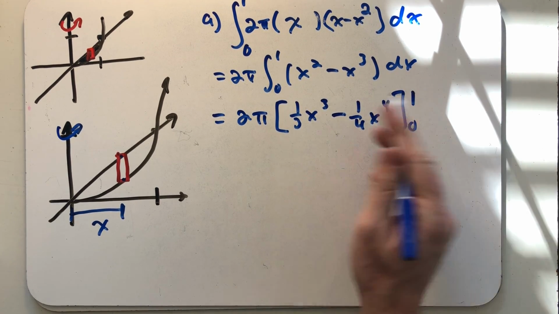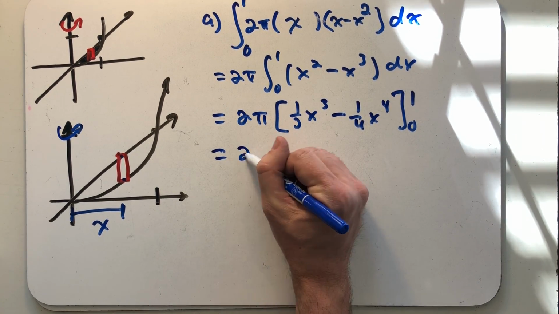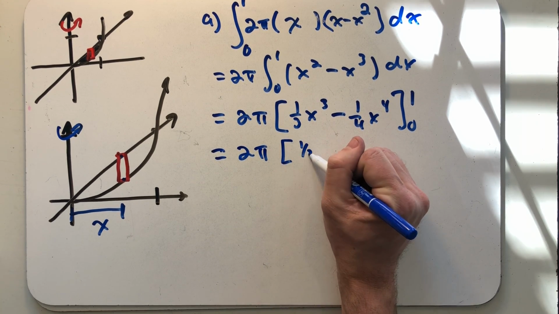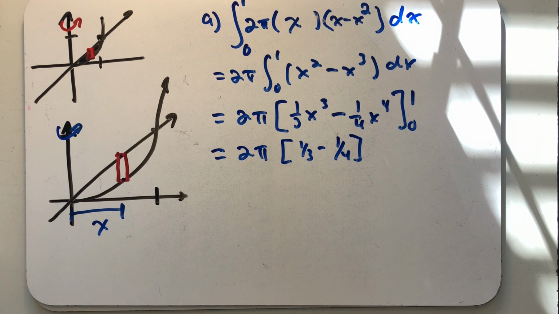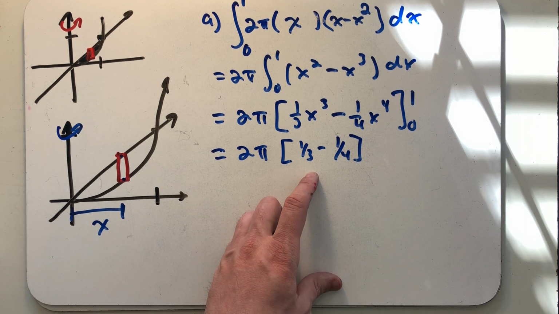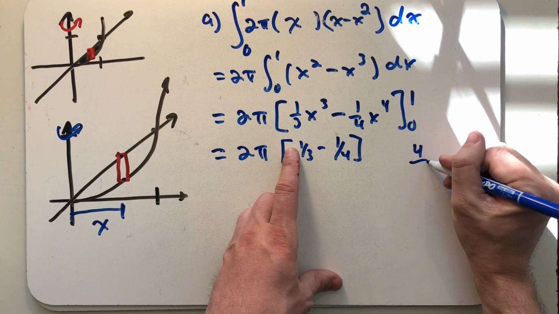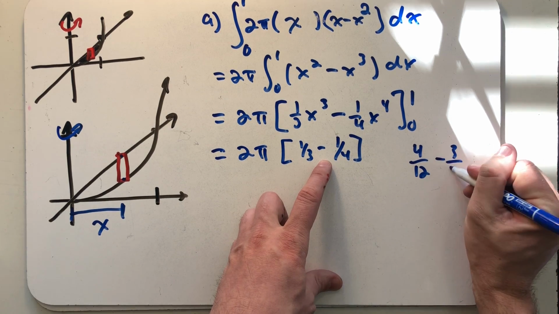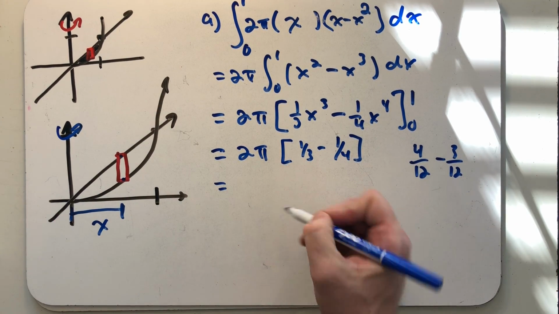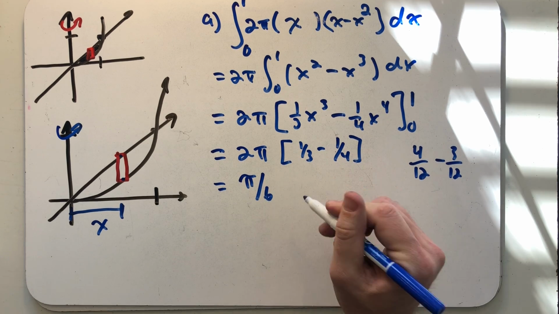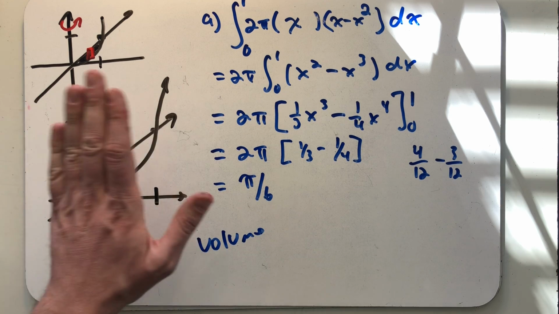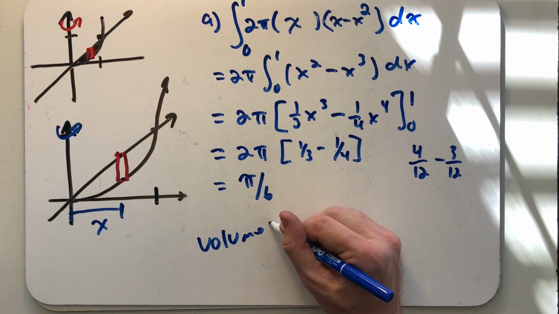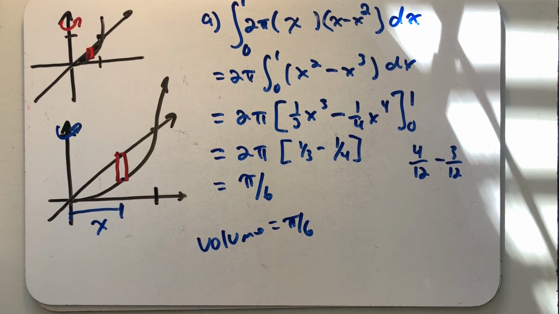All right, so we just need to evaluate from 0 to 1. So we have 2 pi and then 1/3 minus 1/4. So let's see here. Thinking out loud, that's going to be 4 over 12 minus 3 over 12, which is 1/12. So I have 2 pi over 12, or pi over 6. And so there's the volume of the solid generated by revolving this region around the y-axis using the shell method.